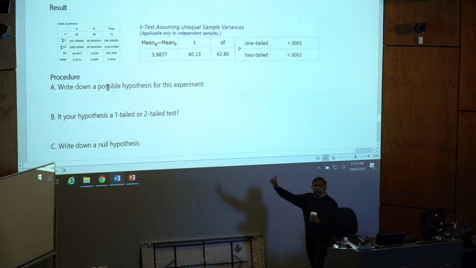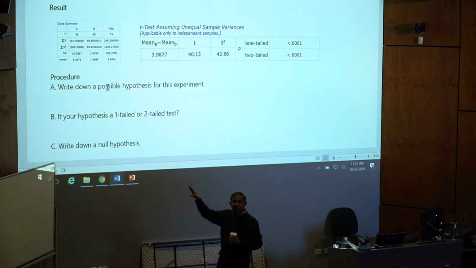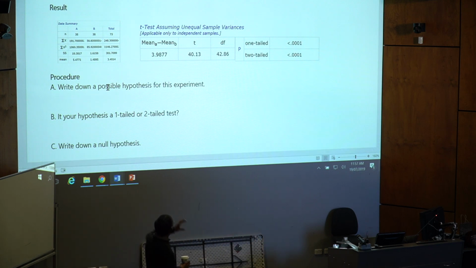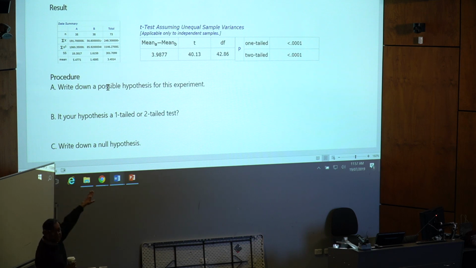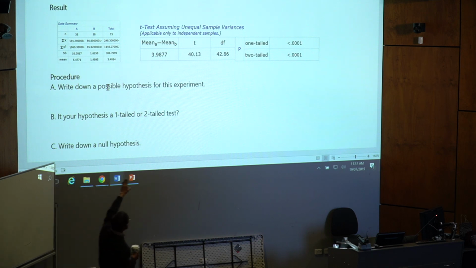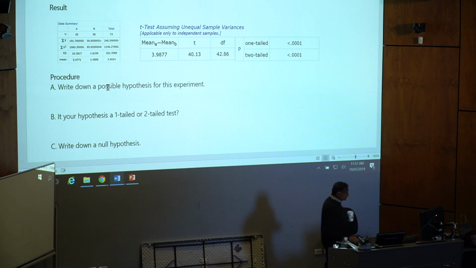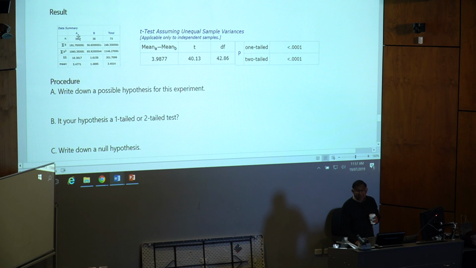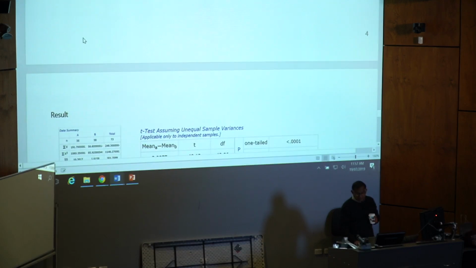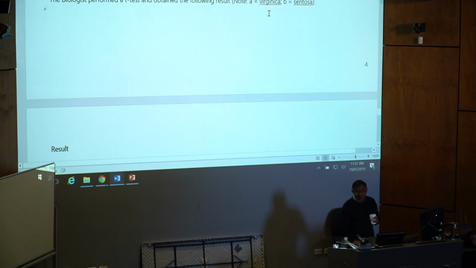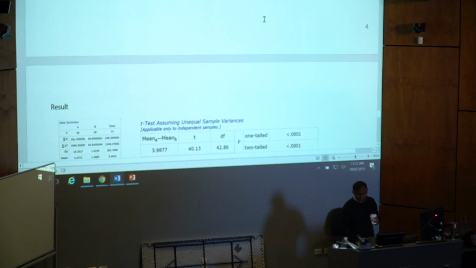Okay? There are two parts to the result, or two tables given to you. On the left-hand side, it says that's the data summary. And on the right-hand side, you've got the results of the t-test. The data summary shows two columns, A and B. And just in the preceding page, I've said A is virginica and B is centosa.